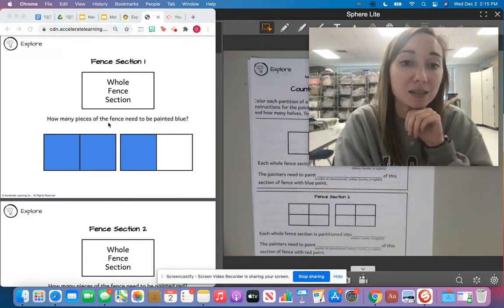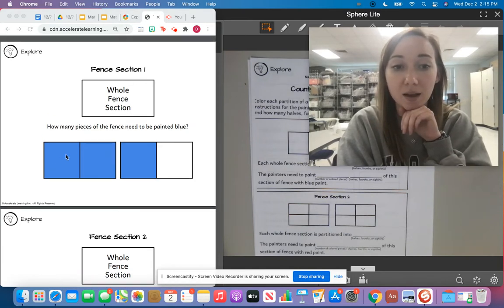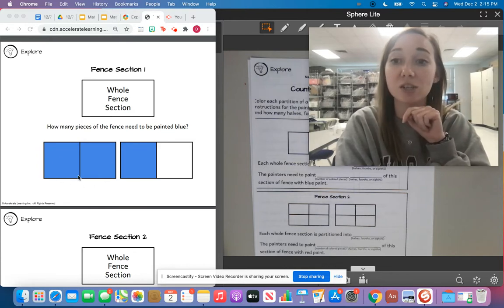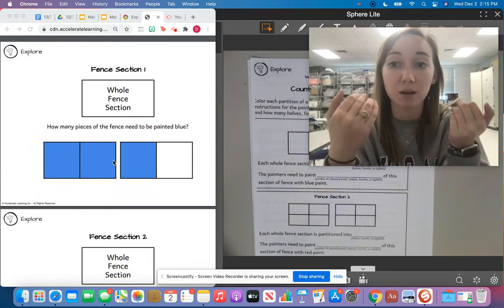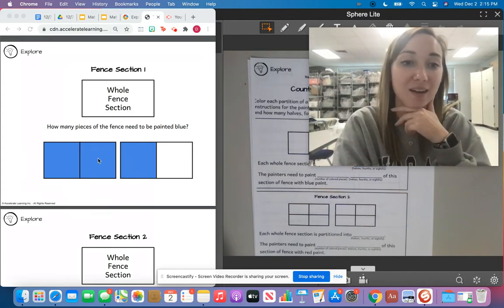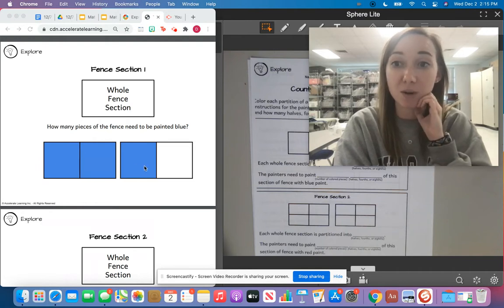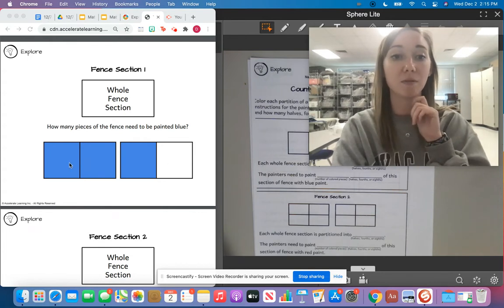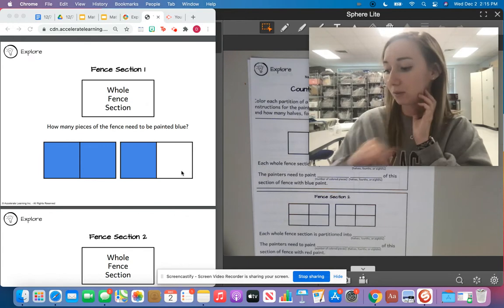And how many pieces of the fence need to be painted blue? So we see one fence section right here. All of this is one fence section. And this fence section is broken into 2 equal parts, which means it's broken into halves, right? So right here we have 1/2, 2 halves. And then right here, we actually have another half, don't we? Because we have more than one. So we have 1, 2, 3 halves that need to be painted blue because the person who's painting this fence wants to leave this portion white.